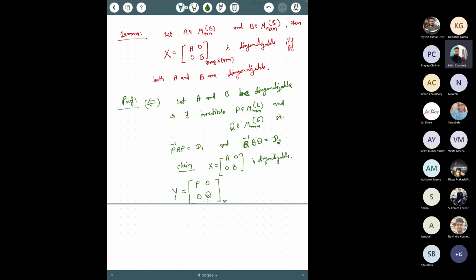So this is clearly of size n plus m cross n plus m. This is fine. Why is this invertible? Because P and Q are invertible, so the column vectors are linearly independent. That is also fine. You can also find the determinant of Y, which is the product of the determinant of P and the determinant of Q. Anyway, this implies that Y is invertible.